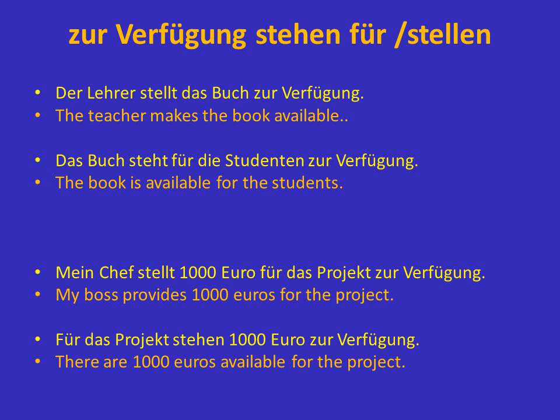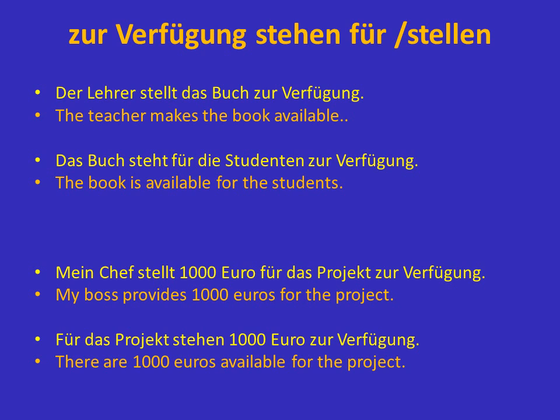"Der Lehrer stellt das Buch zur Verfügung", that means the teacher makes the book available. But when we take the teacher out of the sentence and we make the book have a more active role, then we are using the verb "stehen für", and we will see in the sentence, "Das Buch steht für die Studenten zur Verfügung." The translation is the book is available for the students. So you could see here, depending on how active the object we are talking about is, that is the verb that we are going to be using.